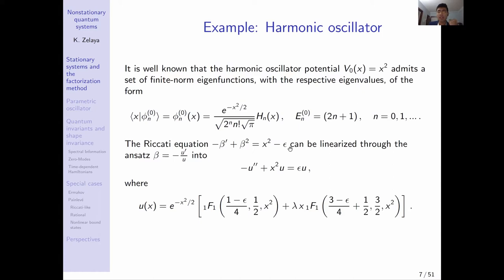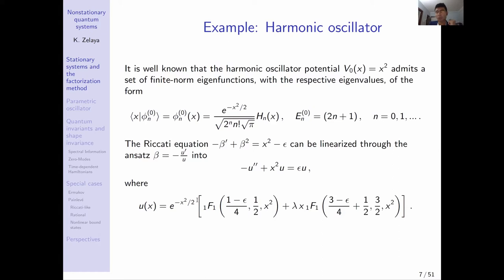The solutions to the Riccati equation can be found just by linearizing the Riccati equation. This is a pretty standard procedure. So we introduce this ansatz. We get a new differential equation for U, which is given by this eigenvalue epsilon. And in general, the most general solution for any epsilon is given by this. So I will use these solutions later for the time-dependent system.